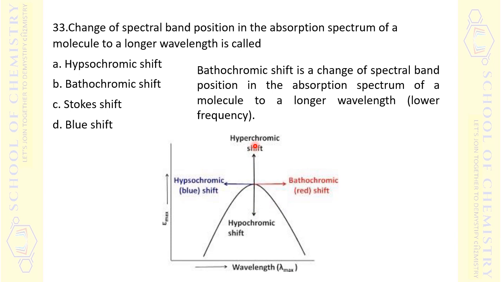And then hyperchromic and hypochromic. If this peak absorption, this epsilon value, increases by some consequence, it will be called hyperchromic. If that decreases, it will be called hypochromic. So here the question is about movement towards longer wavelength. Longer wavelength should obviously mean bathochromic shift.